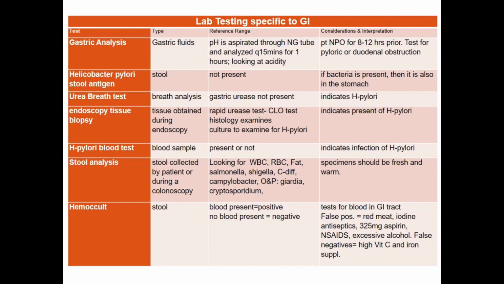False positives can be from eating red meat, too much iodine, antiseptics, or a large dose of aspirin, NSAIDs, or excessive alcohol. So patients should avoid these things for a week prior to doing the Hemoccult test. A false negative could be in patients who take high vitamin C and iron supplements. We don't want false negatives, that would be bad. So they also should avoid vitamin C and iron supplements prior to the Hemoccult test.